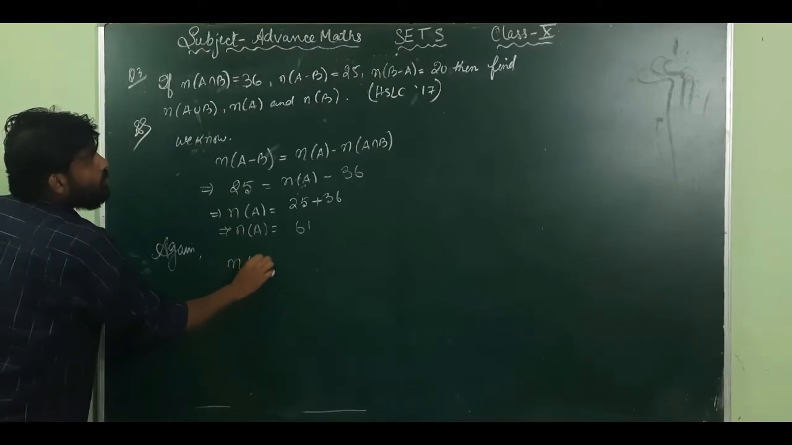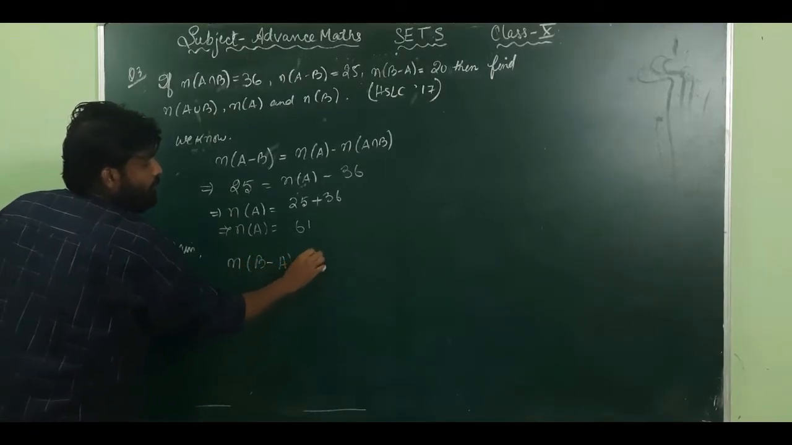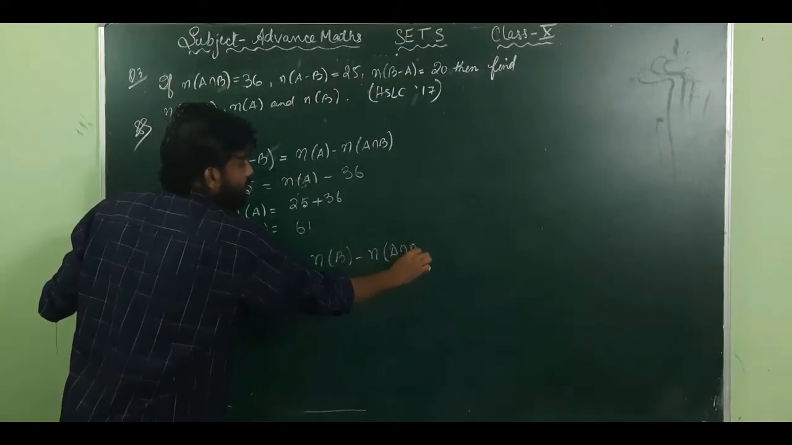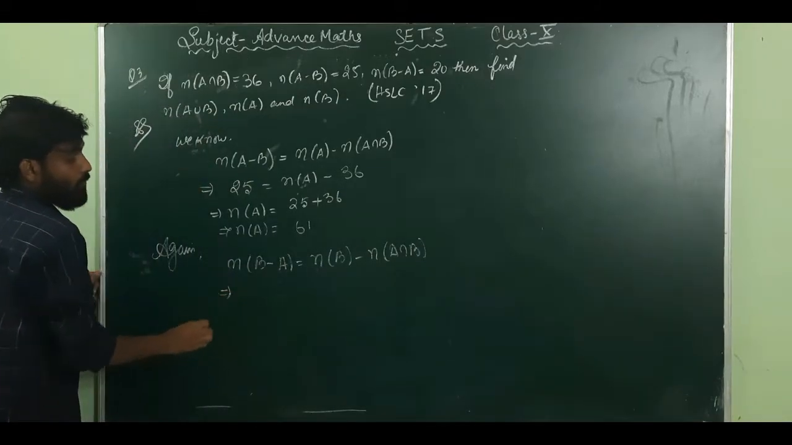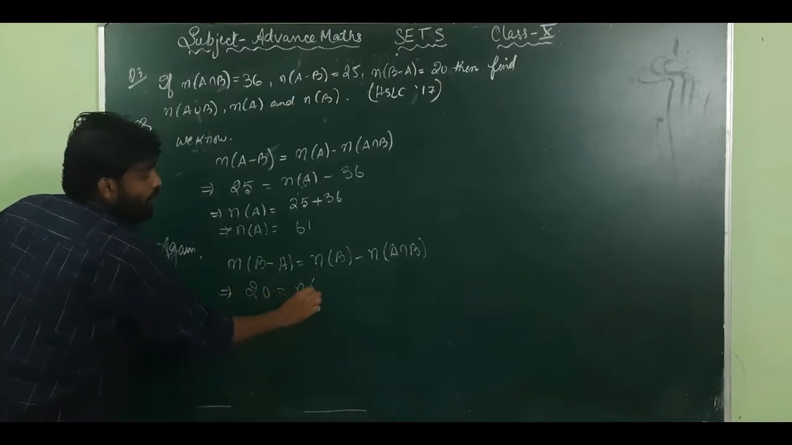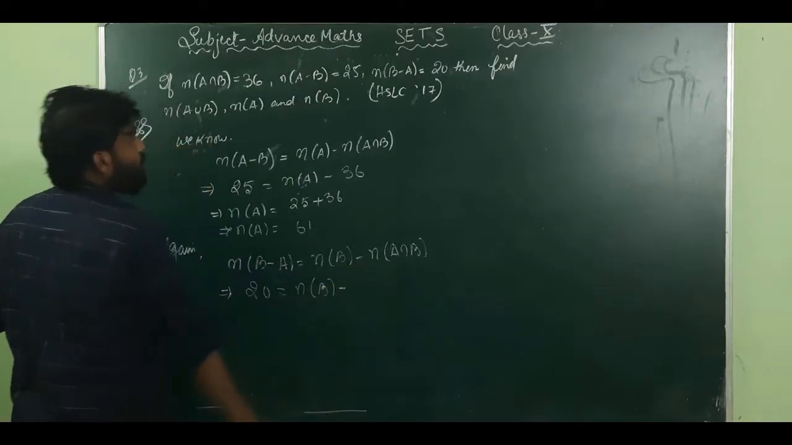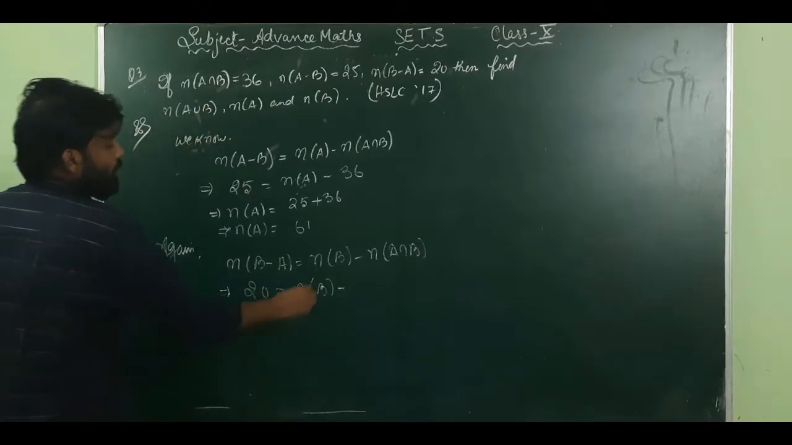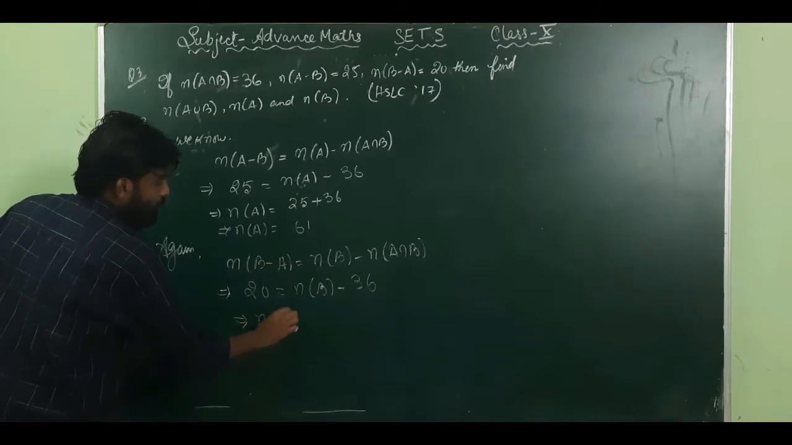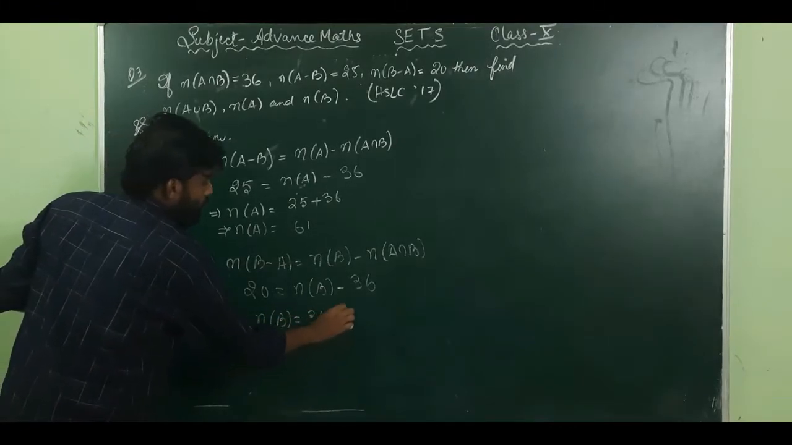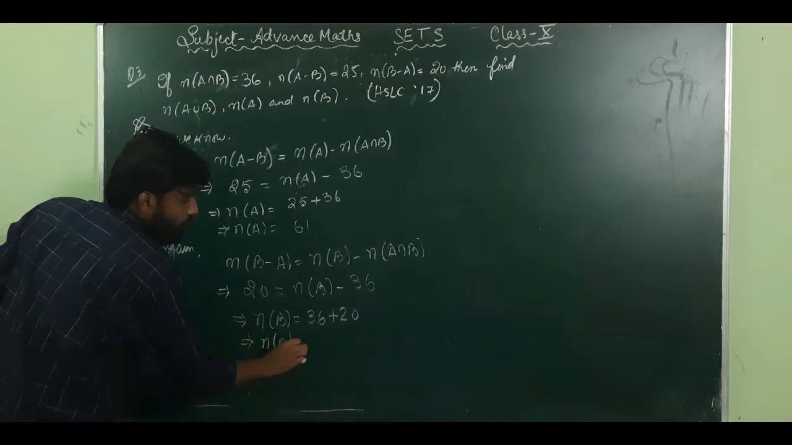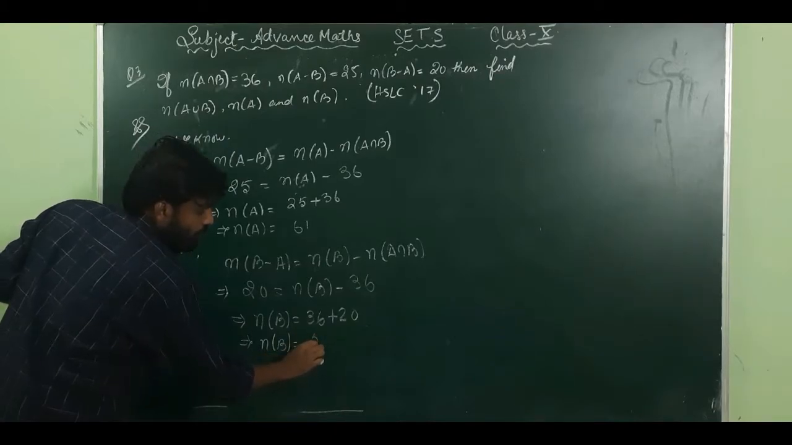Similarly, we can write again: n of b minus a, what formula do we have? n of b minus n of a intersection b. So here, n of b minus a, what is the value given? 20. That is n of b minus n of a intersection b, which is again 36. That is n of b is equal to 36 plus 20, that is n of b is equal to 56.